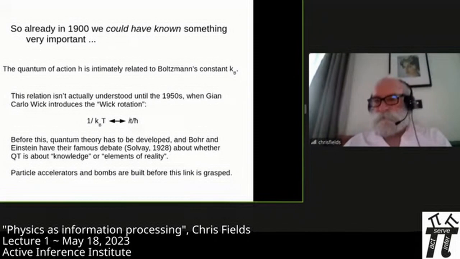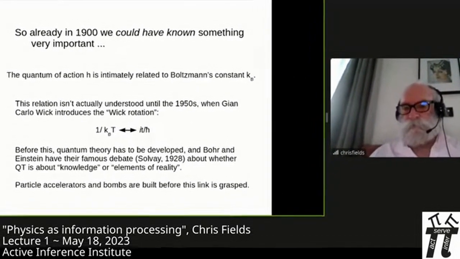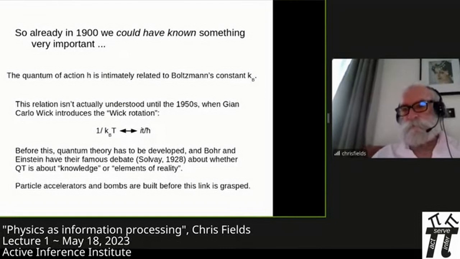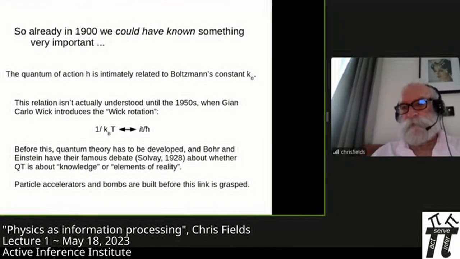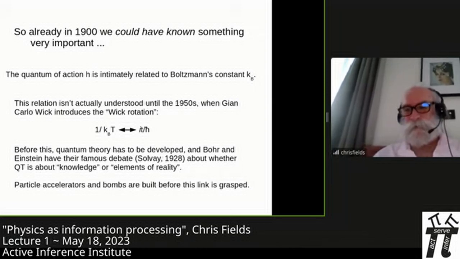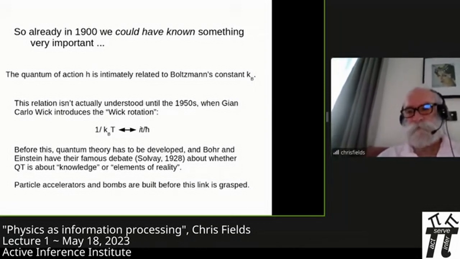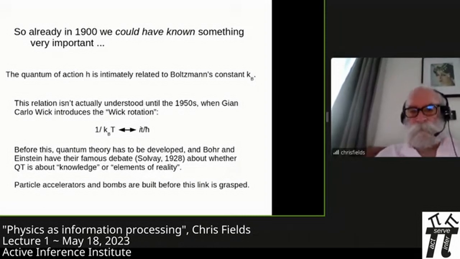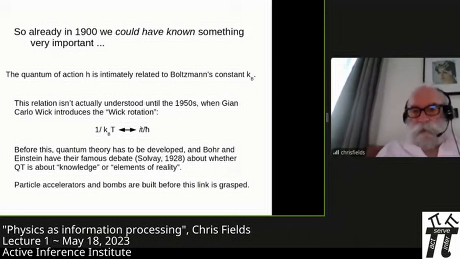So this tells us something very interesting, which is that what the Wick rotation is really talking about is a rotation. It's a geometrical equation. And in July, we'll come back to this and really probe what this Wick rotation means physically. But as I said, this wasn't understood until the 1950s.